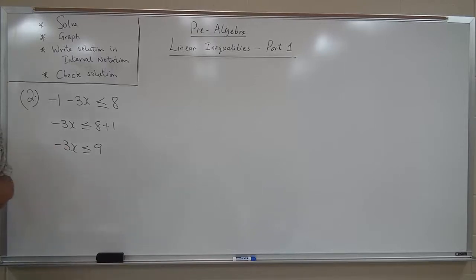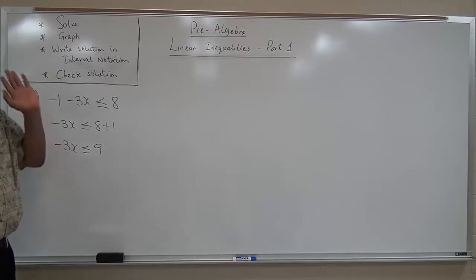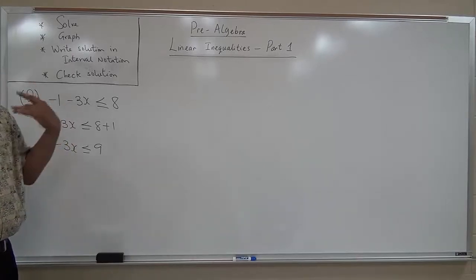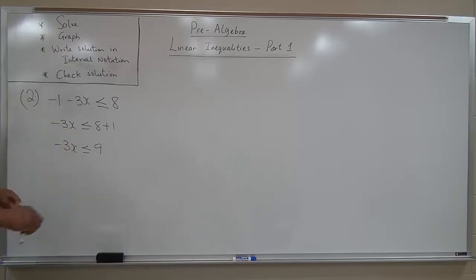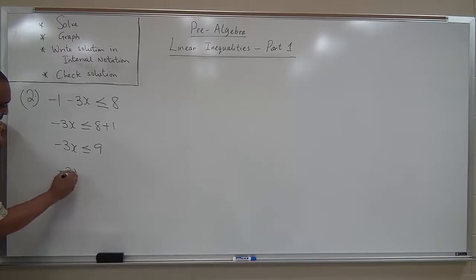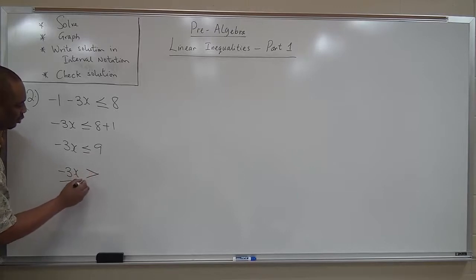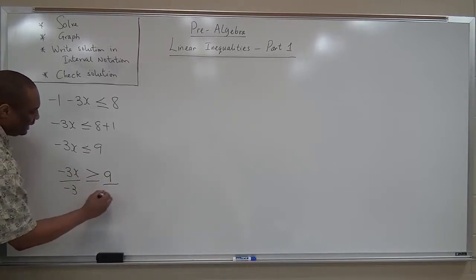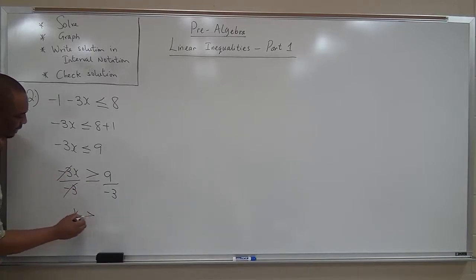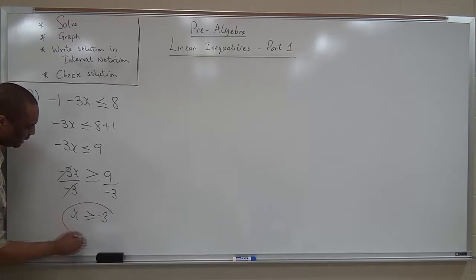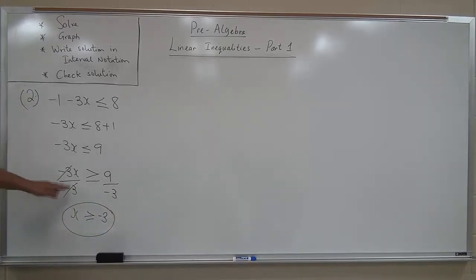And remember the two things we talked about earlier. Once you divide the inequality by a negative or multiply by a negative, the inequality is reversed. So once I do negative 3x divided by negative 3, immediately I have to reverse this to greater than or equal to 9 divided by negative 3. So this cancels this. X will now be greater than or equal to negative 3. And this becomes your answer. Immediately you divide this, you have to change the inequality sign.